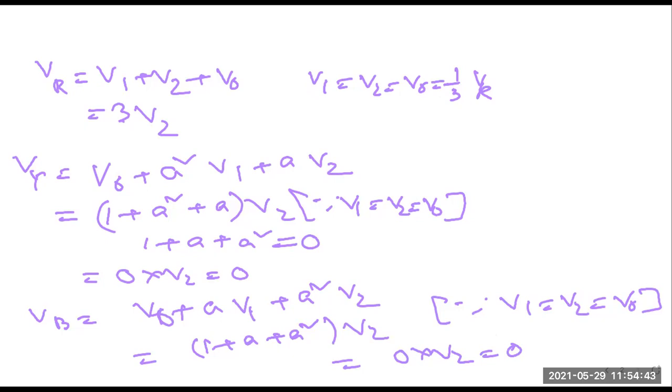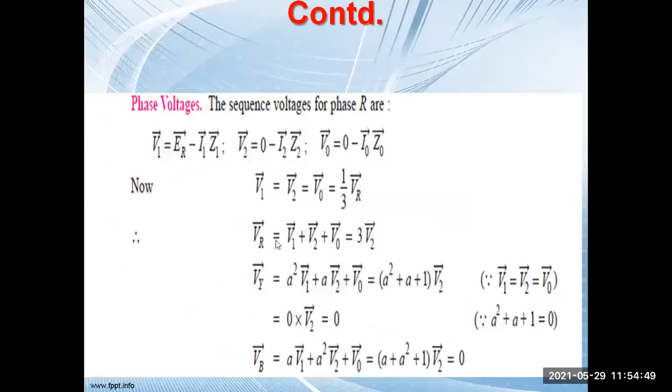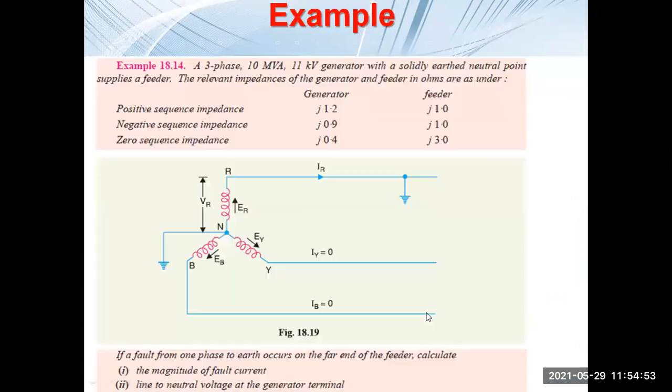So we'll show you the slide. That's why VR equal to 3V2, Vy equal to 0, and Vb equal to 0. Now we'll take some numerical problem. Double line to ground fault, any doubt? Anyone has any doubt, please tell me. There is no doubt, I think. Now we'll go to the numerical problem.